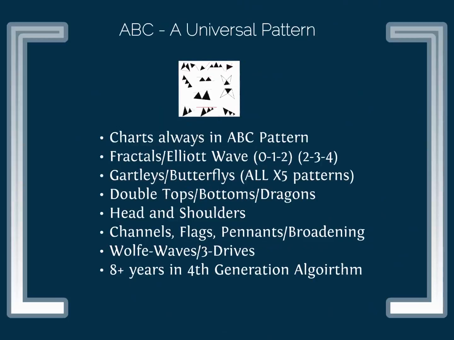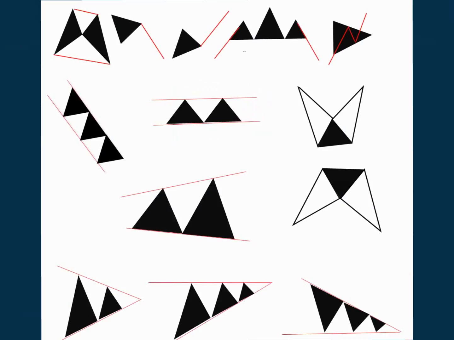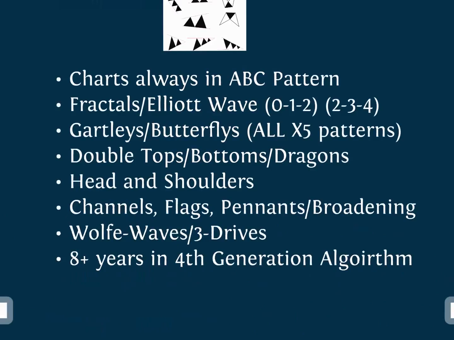The way I look at ABCs is that charts are always in an ABC pattern structure, whether bullish or bearish. If you look at this graphic, you will see every one of them has an ABC kind of structure. On the left side, it's an X5, some type of butterfly pattern, or a head and shoulders pattern, or a channel, or a megaphone. All of them have ABC structures. Charts are always in ABCs, and they are also part of Elliott waves. Some examples are Gartleys and butterflies, head and shoulders, channels, even wolf waves.